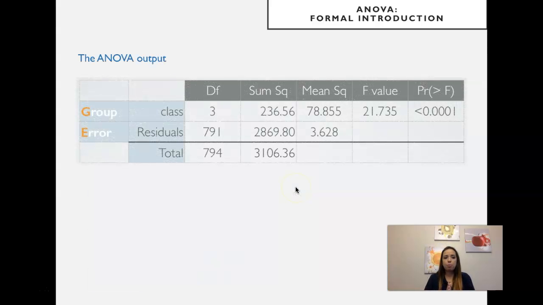The ANOVA output would look something like this. If we want to know the effect of group, which in this case is class, we would have to look at the probability of finding the particular F ratio that we computed under the null hypothesis. And here, because the p-value is less than 0.05, we would reject the null hypothesis that all the means of vocabulary scores for all of the groups are the same. But now let's dive into this table step by step.